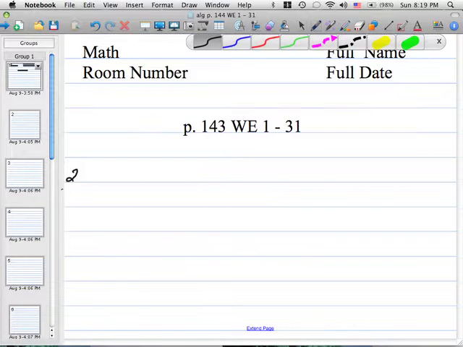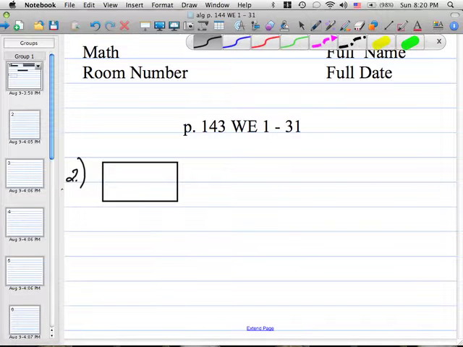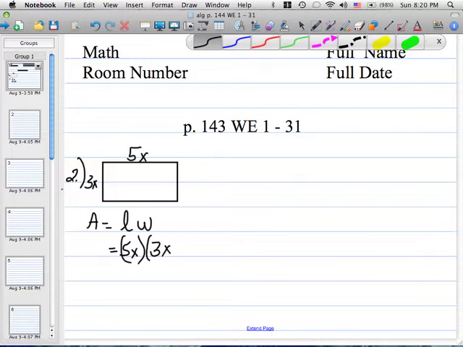Problem number 2. You're to find the area of each rectangle. Well, in your book, you have a rectangle that is 5x by 3x, and area equals length times width, so it's 5x times 3x. If you remember from last year, we can move the numbers together. 5 times 3 is 15, and x times x, you add your exponents. Remember, that's understood to be x to the first times x to the first, so we have 15x squared.